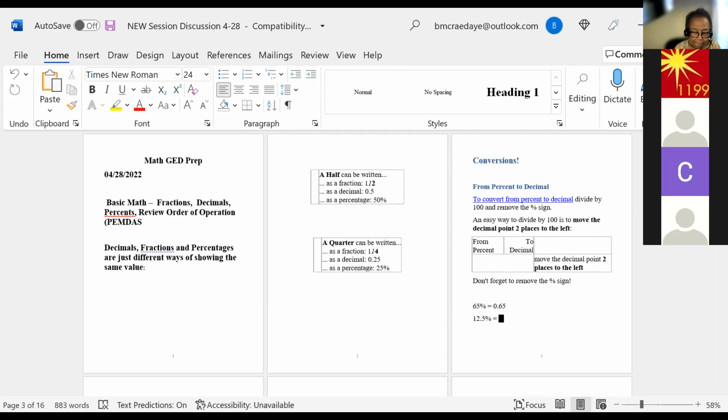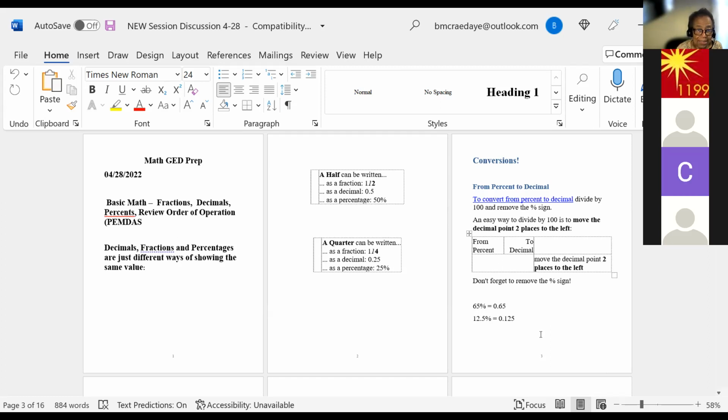Move your decimal point 2 places to the left. That becomes what? 0.125. That's it. Very good. 0.125, which is the same as dividing by 100.